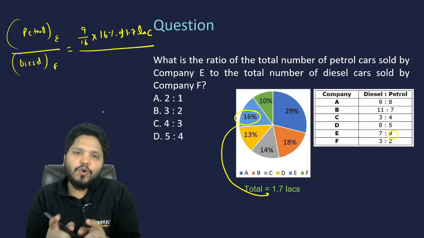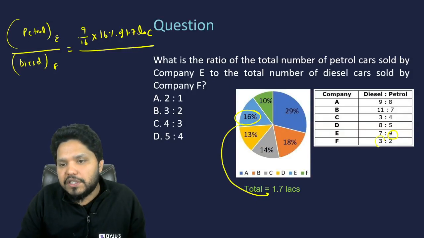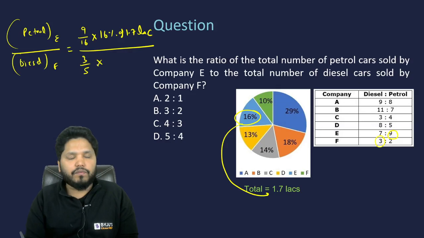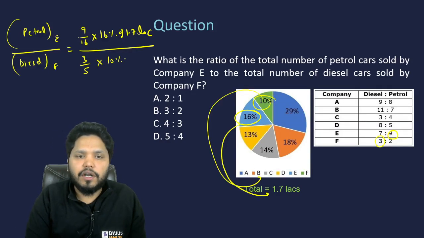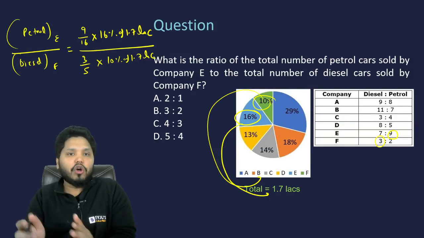Similarly, what is the total number of diesel cars sold by company F? That is 3 by 5 of total cars sold by company F, which is 10% of the total, so 10% of 1.7 lakh. Now if you see some magic here, everything will get cancelled out. No need to solve anything.